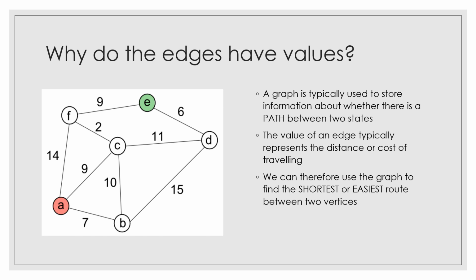So what's the point of the weights? Well, a graph is typically used to store information about whether there is a path between two states, and the value represents how much work or effort it is to get between those two states. With this information, we can then work out what is the easiest way to get from one position to another.